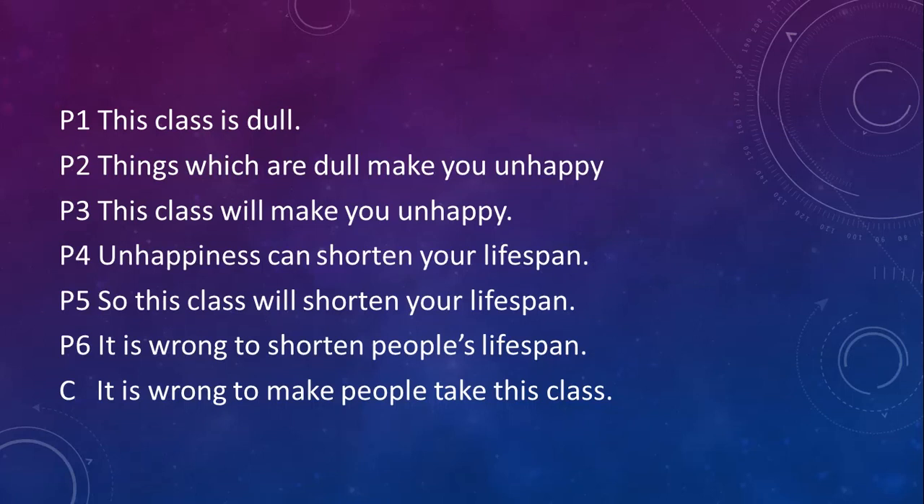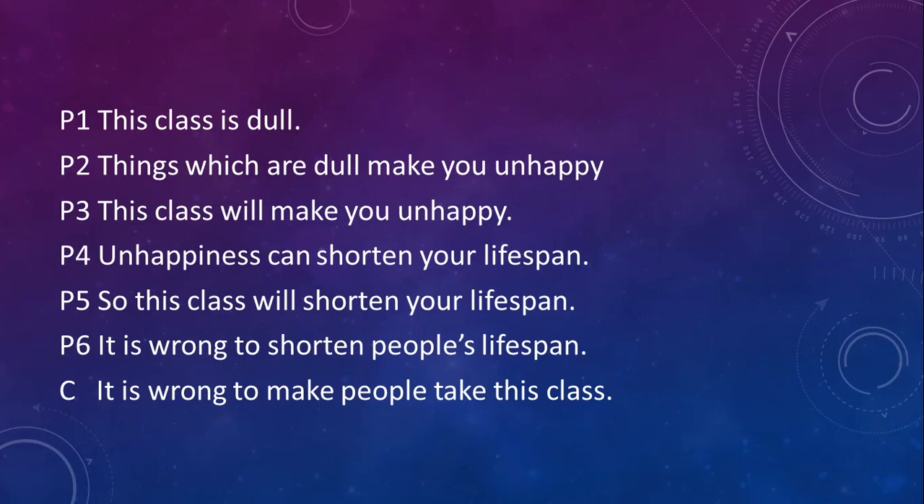So I would rephrase like this. And you can see that I've taken out the therefores and the so's and the becauses, because those are the kind of connectives that relate these premises. So this class is dull. Things that are dull make you unhappy. Therefore, this class will make you unhappy. A nice modus ponens again. Unhappiness can shorten your lifespan, so this class will shorten your lifespan. Again, P3 and P4 do a nice job: you do the puzzle piece test on these and see that they're dependent reasons for believing P5.